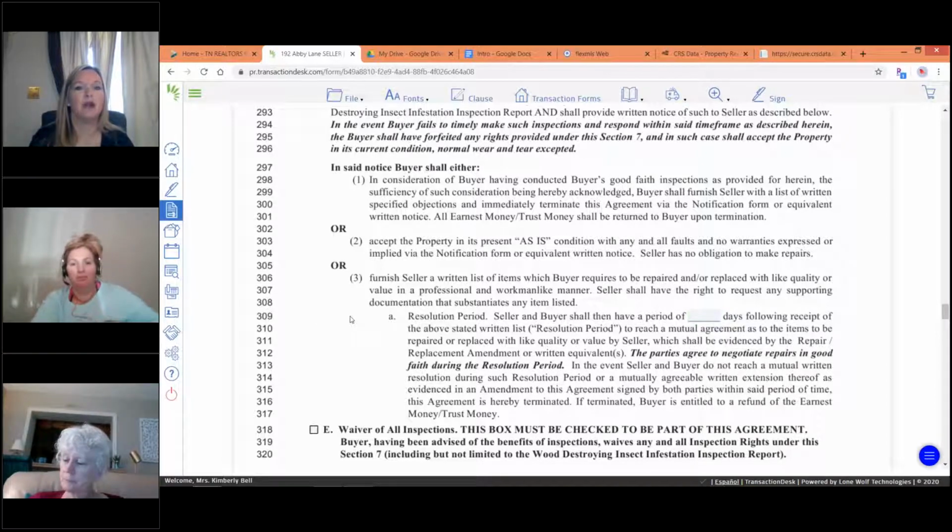The resolution period: the seller and the buyer shall then have a period of blank days following the receipt of the above stated written list to reach a mutual agreement as to the items to be repaired and replaced. So you're dealing with an agent that you can't get on the phone to save your life. It's every other day. You can't do anything. You may want to be thinking about, it took them 4 days just to acknowledge that you even sent an offer. You may want to think about how many days you need. You could need anywhere from 3 to 5. I've seen this number be as high as 7.